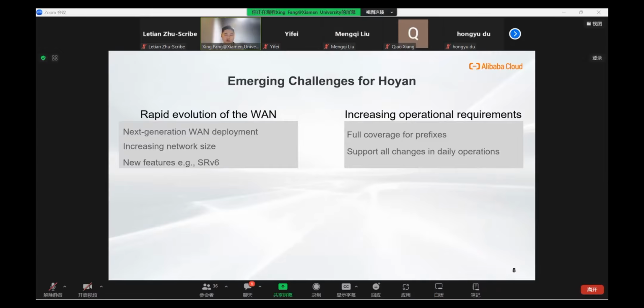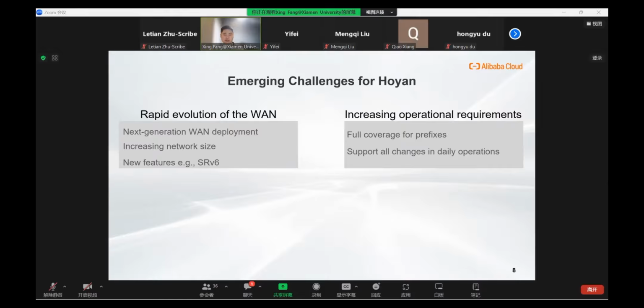Hoyan's evolution did not stop there. Its development has been driven by two major forces. The first is the rapid evolution of Alibaba's cloud WAN network. Starting in 2023, the network began deploying a new generation of WAN, which not only expanded the number of routers, but also introduced new features such as SRv6.